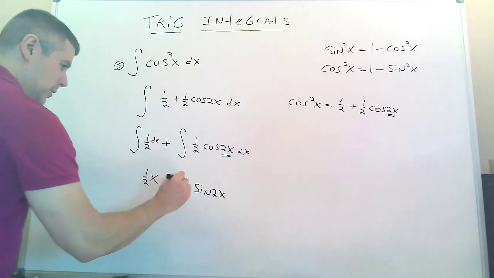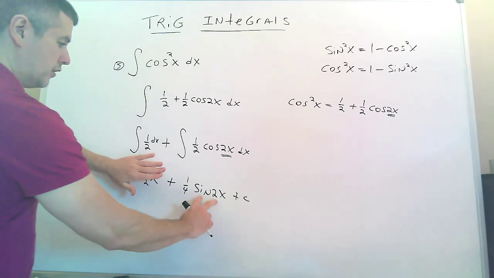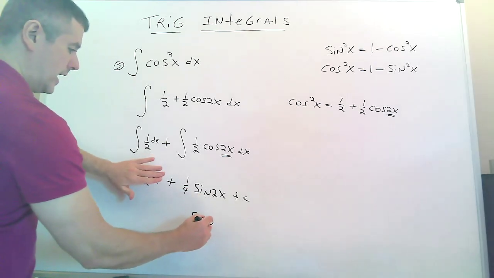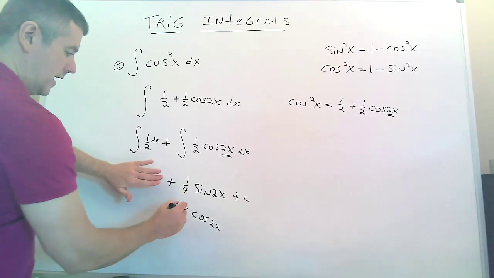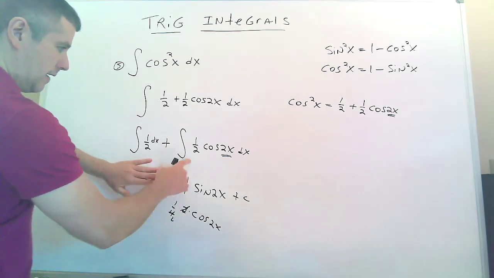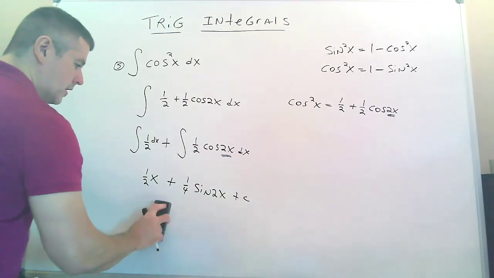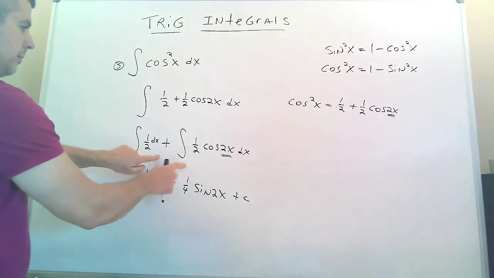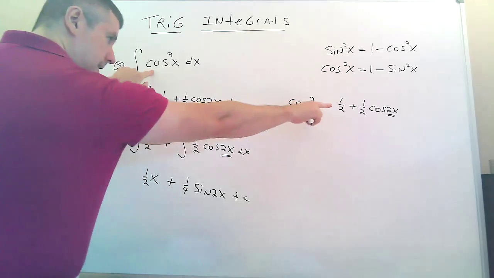Let me make my plus look prettier. And then my plus c. So now I can check it really easily. This derivative is cos 2x times 2. But I had a 1/4 there. And then that 2 eats that 4, and you get a half. So that works. Derivative of that is that. And it works, because if you combine those, this is equal to that by the identity.